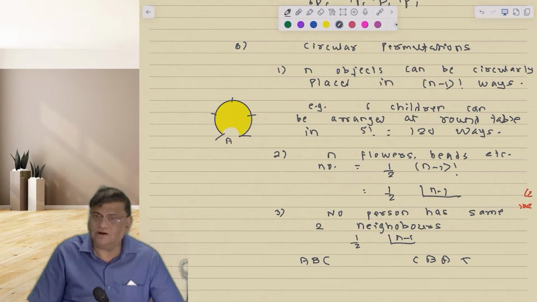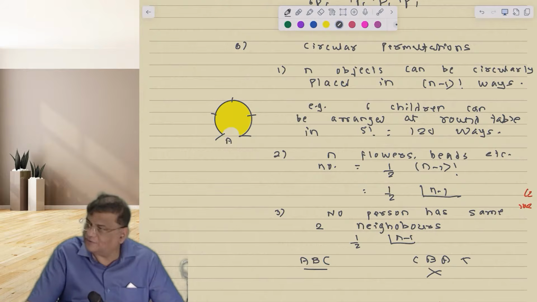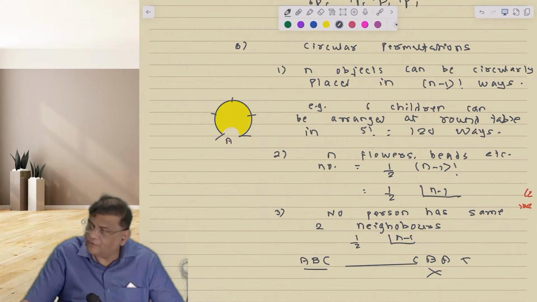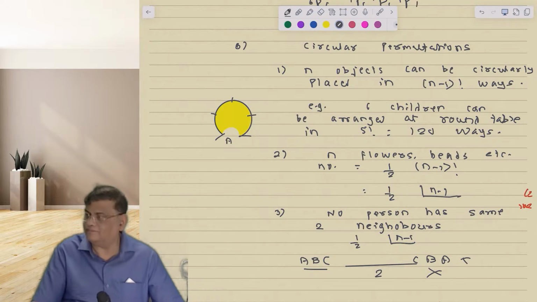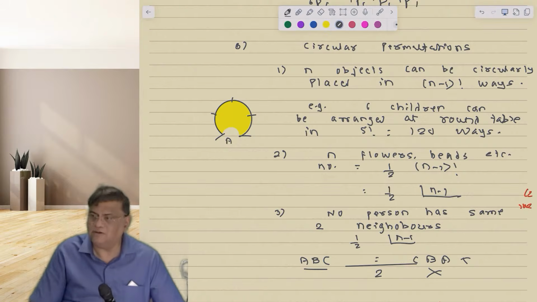But you are putting a condition, no 2 same neighbors should be there. So once you have written ABC, CBA is not allowed. And therefore these 2 mean 1. These 2 are same. And therefore we divide by 2.